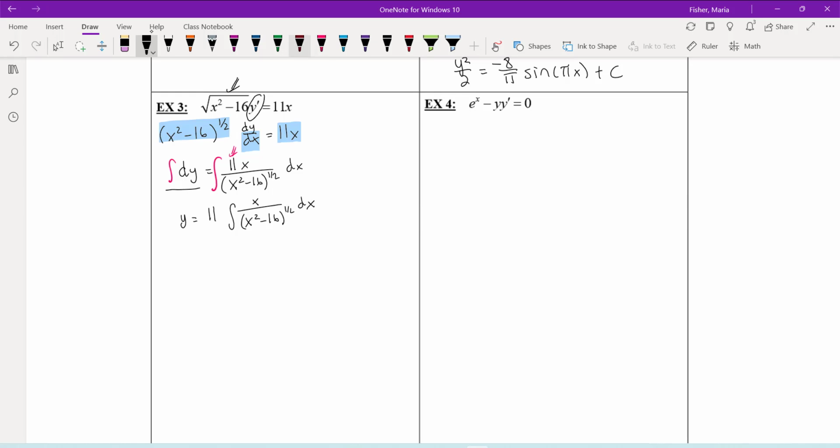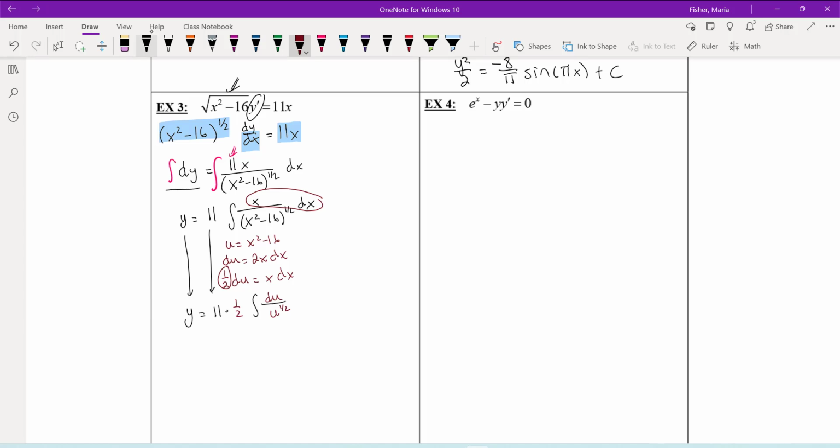So if u is equal to the denominator, because that's what's being raised to a power, then the derivative du would equal 2x dx. Well, we don't have a 2x dx, we only have an x dx, so we divide by 2, and 1/2 du is equal to x dx. Bring down our y here, and y is going to equal, don't forget about your 11, times this 1/2, the integral of du over u to the 1/2.